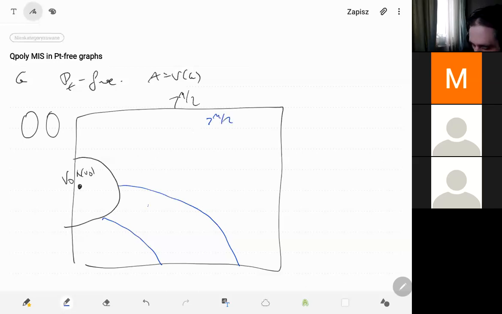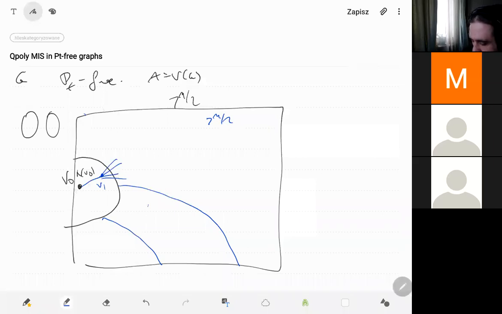Now, because it was connected at the beginning, I can take a vertex V1, a neighbor of V0's neighborhood, that actually has some neighbors in this big connected component. Because this thing was connected to start with, I deleted the neighborhood of V0.